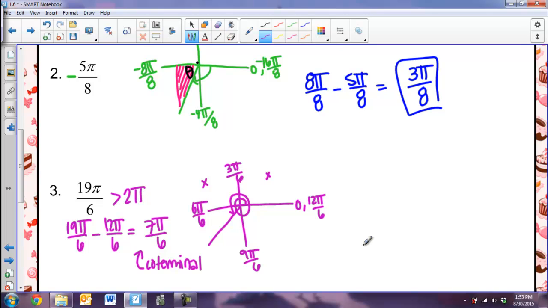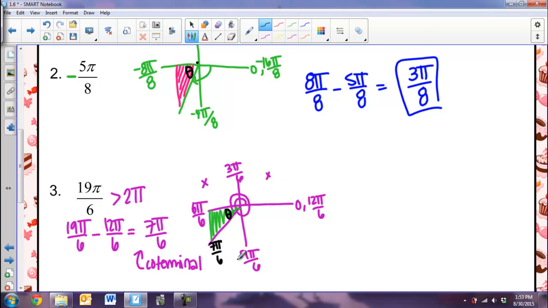Okay, so now I've sketched my angle, and I'm going to ask myself, how close is this angle to the x-axis? So remember, you're always going to have your reference angle be with the x-axis, and it's going to be positive. So when I look here, I want to know how far away is that guy.